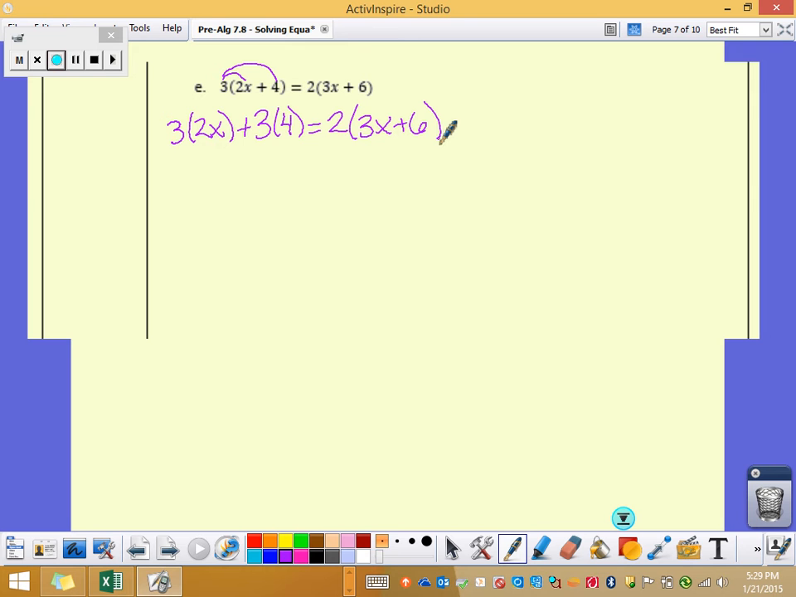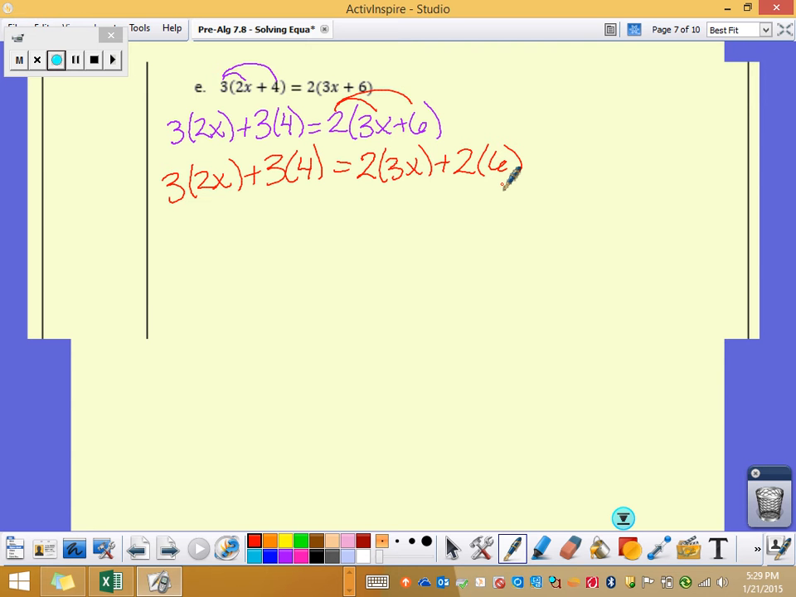All right, I could keep simplifying on the left side, but I'm going to start on the right side of my equation because I can see right now I have another opportunity to use the distributive property. So I do 2 times 3x and 2 times 6. 3 times 2x plus 3 times 4 equals 2 times 3x plus 2 times 6.